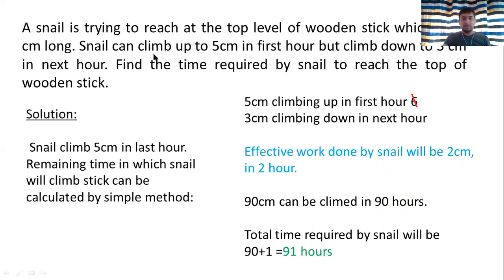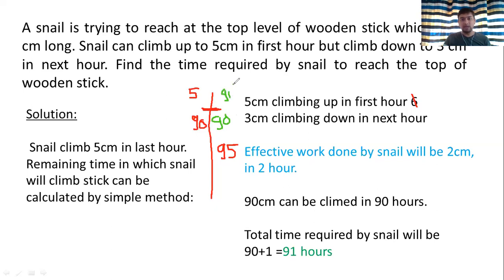Now the ladder or that wooden platform, what is the length? It is 95 centimeters. Now in 90 hours, how much is it climbing? 90. How much is remaining? 5. Okay, now see, to climb 90 centimeters, how much time has it taken? 90 hours.